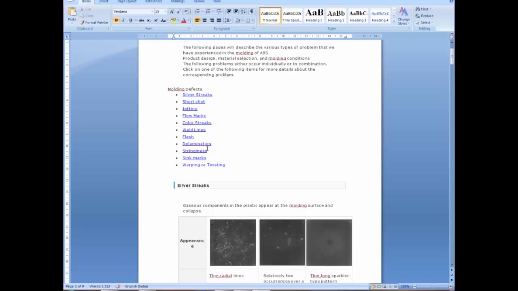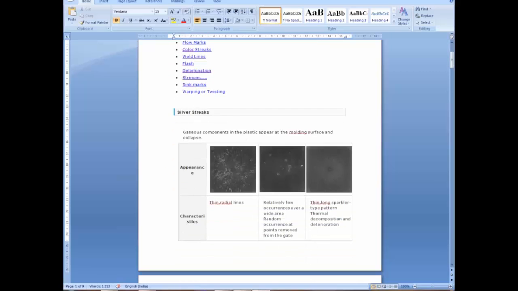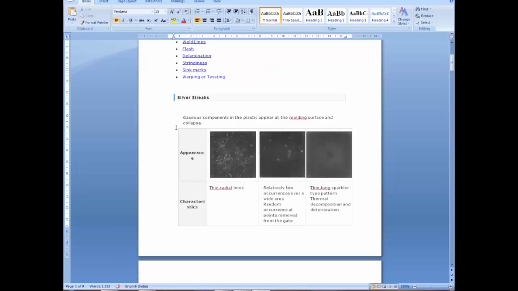There are some common types of defects here, like silver streaks, short shot, jetting, which I have already told you about. Those zigzag lines were there. Then flow marks, color streaks, weld lines, which I have also described. Flashes also come under defects. Delamination, sink marks, warping or twisting. We will discuss all these one by one, so you will get a good idea of which kinds of defects can arise when we produce a plastic part.